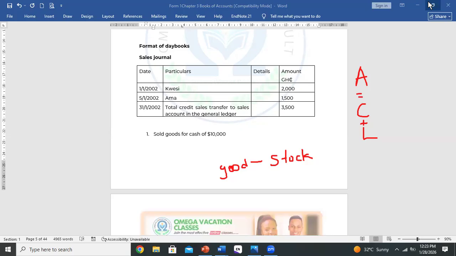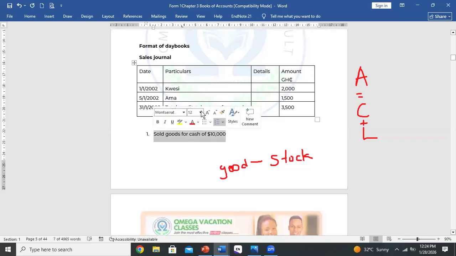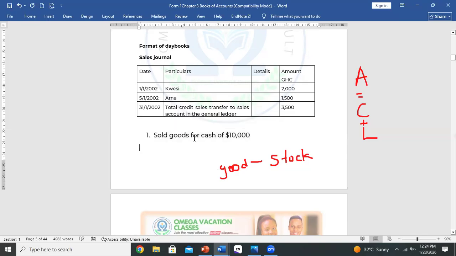Sir, please, I didn't get the transaction. Oh, the transaction is on the screen, or you can't see it? Sir, please, is it goods minus stock? This is a transaction. Sold goods for cash, $10,000. This is the transaction I'm talking about. Okay, I saw goods minus stock, that's why. No. This is a transaction: sold goods for cash. It is not minus stock. I'm saying that goods can be referred to as the stock of the business or inventory.